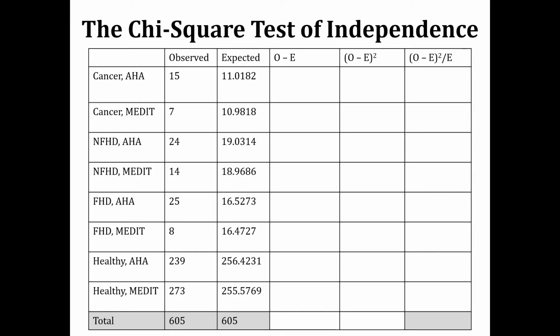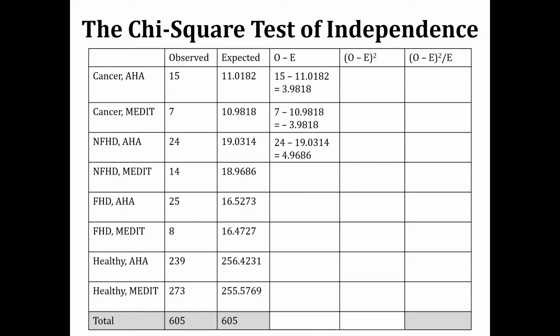So what is the next step? We have to calculate the difference between the observed and expected frequency of each cell. The first cell is cancer AHA. The observed frequency is 15 and the expected frequency is 11.0182 and their difference is 3.9818. And the next cell is 7 minus 10.9818, which is the difference between the observed and expected frequency of cancer cases on Mediterranean diet, and the difference is minus 3.9818.